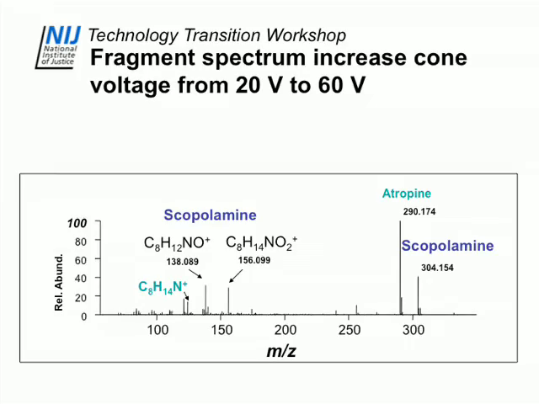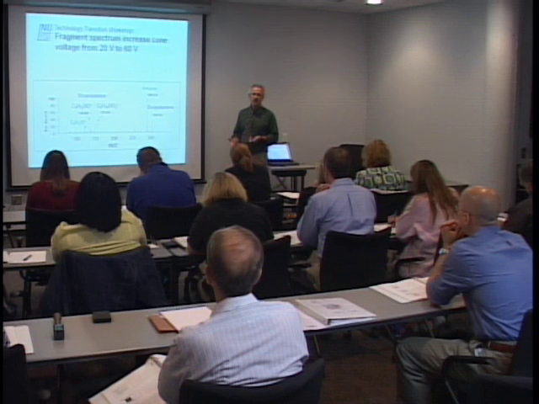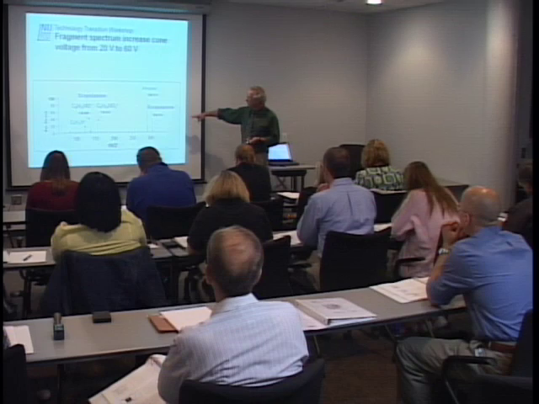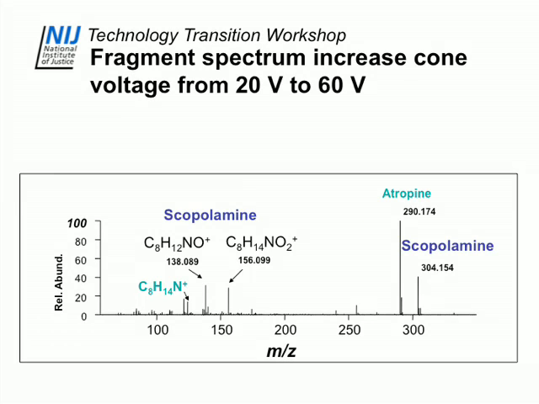Okay, here's a fragment spectrum. We've run the orifice voltage up from 20 volts to 60 volts. Now this stuff starts to break apart, and remember I said scopolamine should have fragments at 138 and 156. Well, there they are. And so that tells me that scopolamine is the most probable assignment for this and not cocaine. You also see there's atropine present, and the fact that both of these are present also reinforces the fact that this should be scopolamine and not cocaine. But one of the atropine fragments shows up at C8H14N.